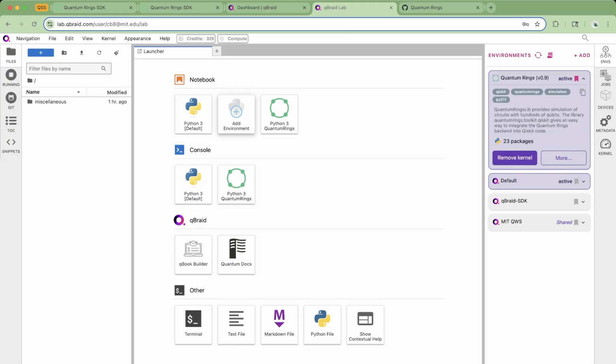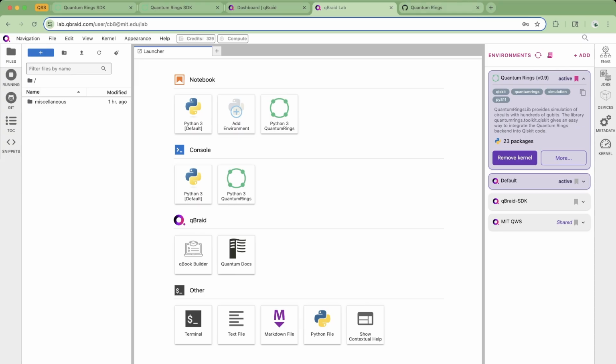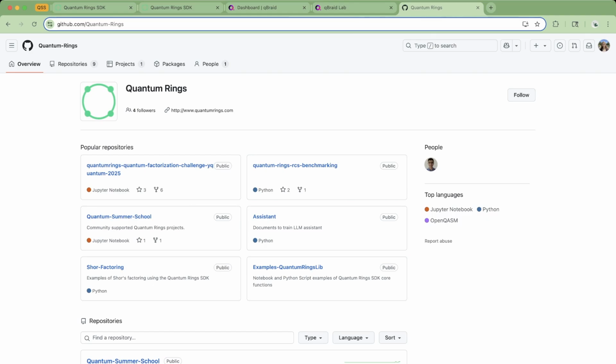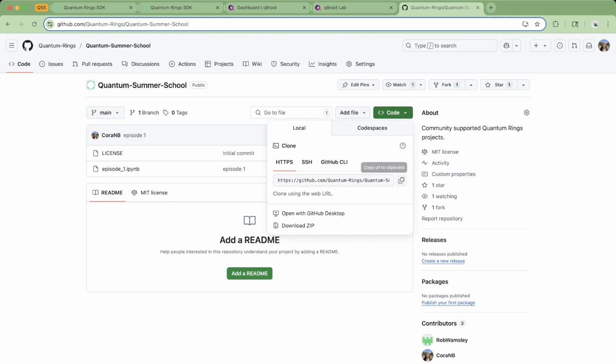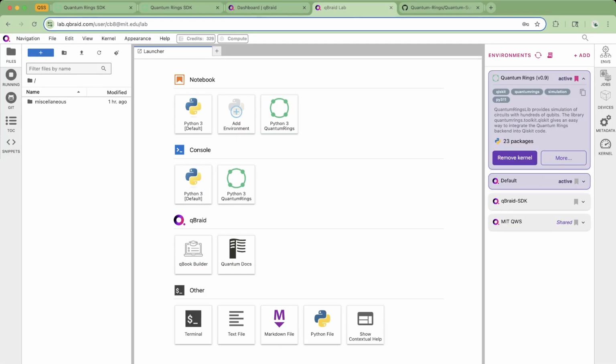So now the next thing we need to do is get the coding notebook. So what I'm going to do is go to GitHub, and I'll find the Quantum Rings GitHub. And then you'll find a repository called Quantum Summer School. You can click here. And then we want to bring this code into our Qubit lab. So we're going to copy the link, the web URL, and we're going to go back to Qubit.